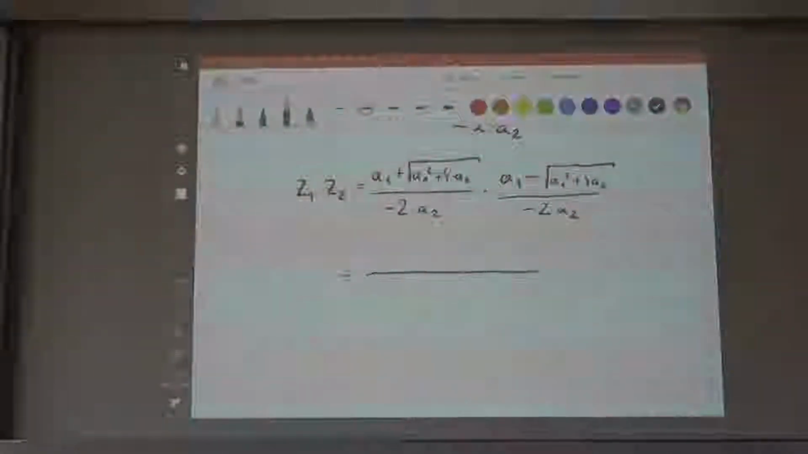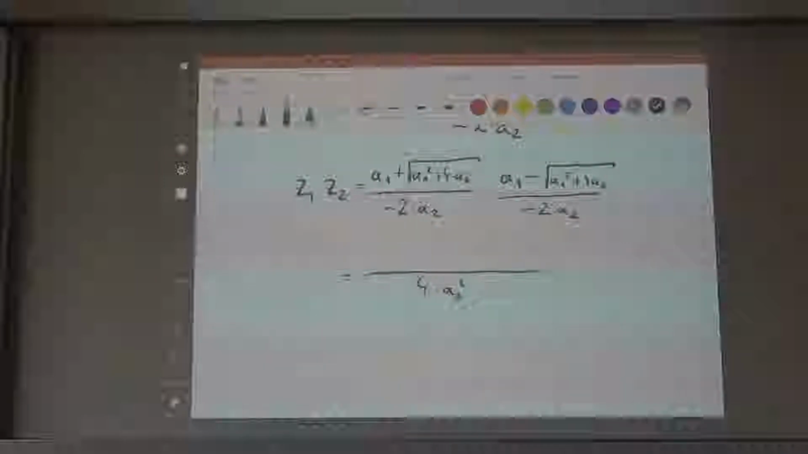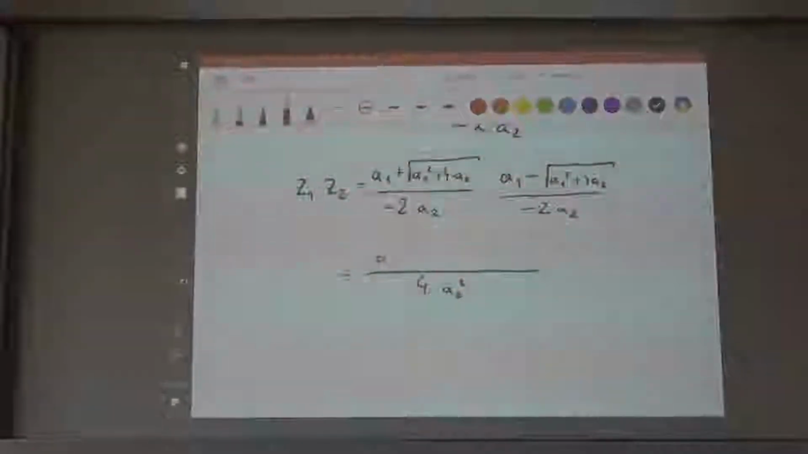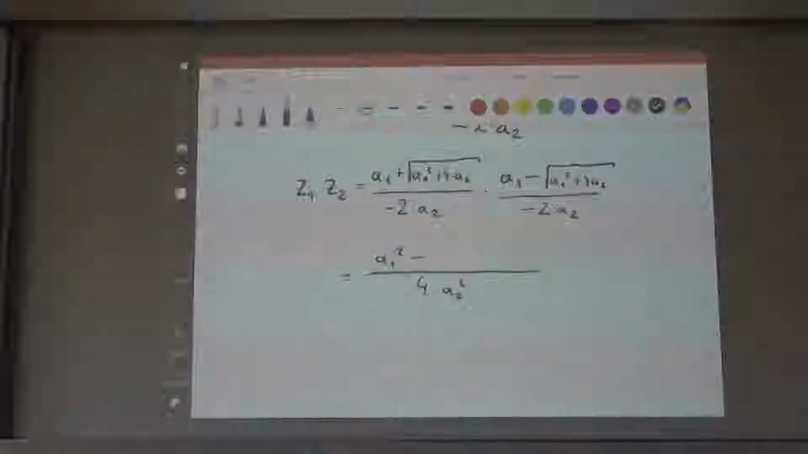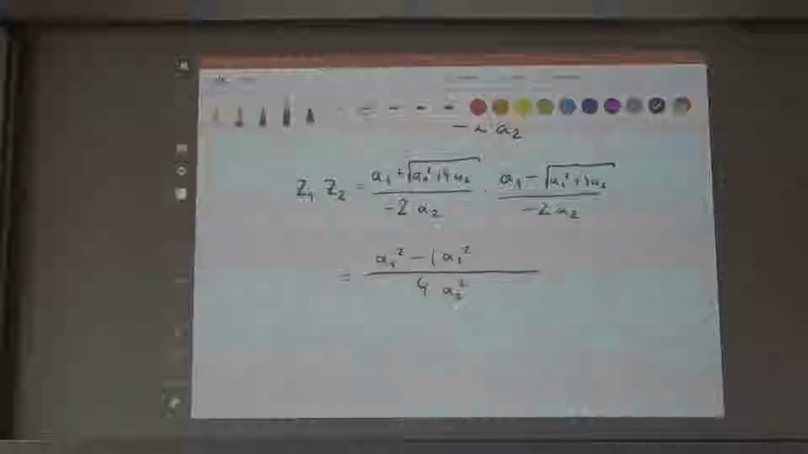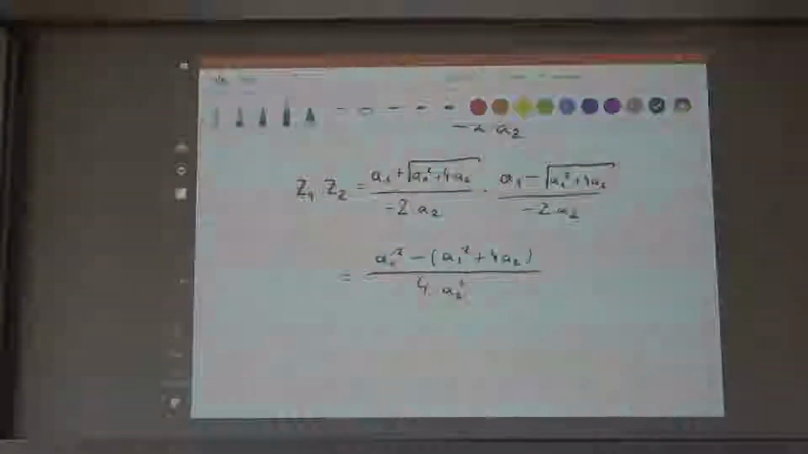Now if you multiply the two roots, then in the denominator you have 4 times A2 squared, that's obvious. And here you apply the formula: x plus y times x minus y equals x squared minus y squared. So here you have A1 squared minus the square of the root, and the square of the root is what you find underneath. So here you have minus A1 squared plus 4 times A2. That's going to be it.